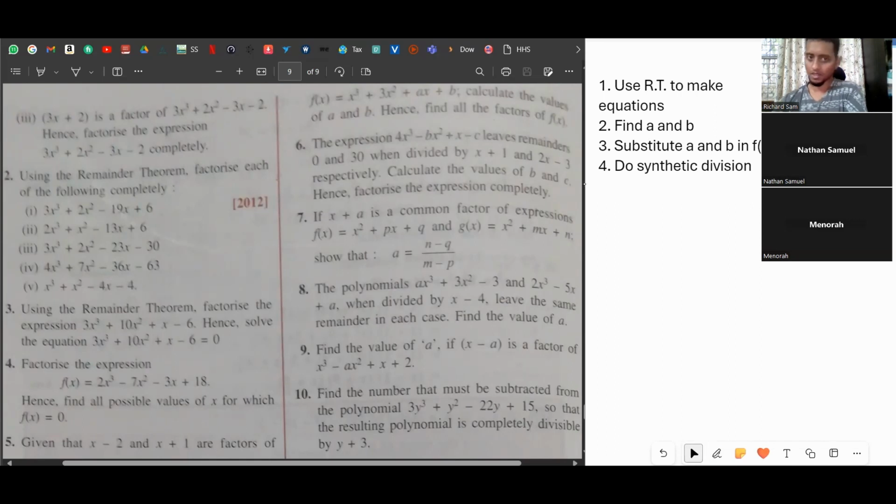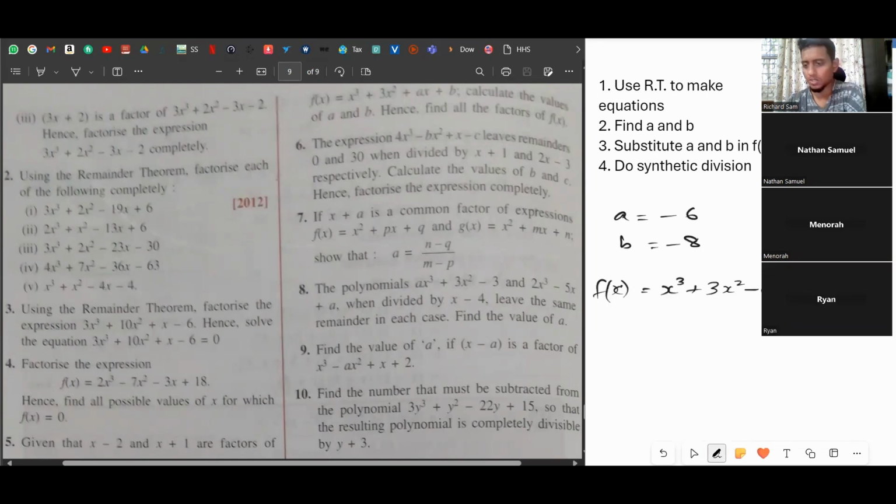Substitute a and b into f of x. So what is a? Minus 6. What is b? Minus 8. Yeah. So then your f of x will become this. So this is your expression now. Substitute. So you can divide this with either 2 or with minus 1.